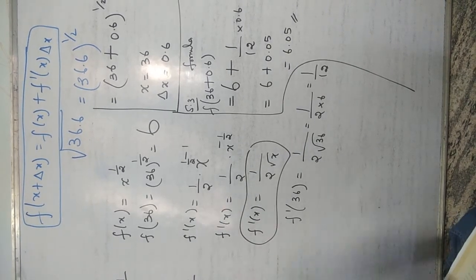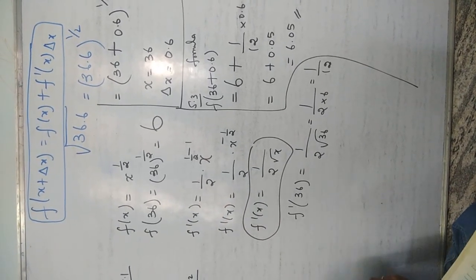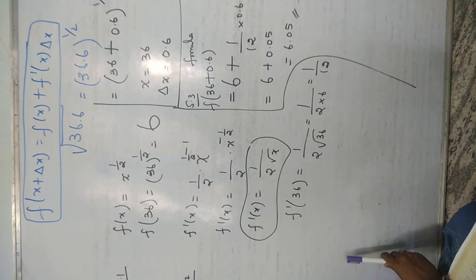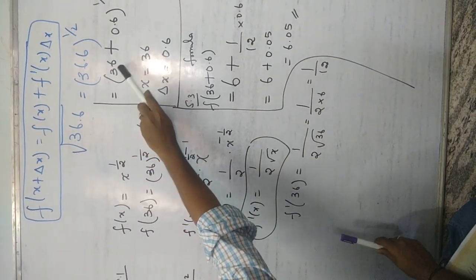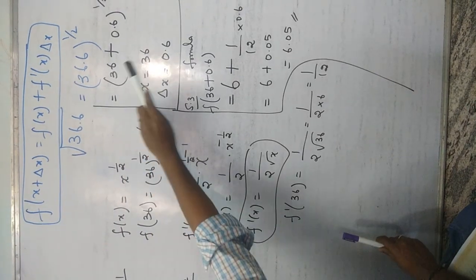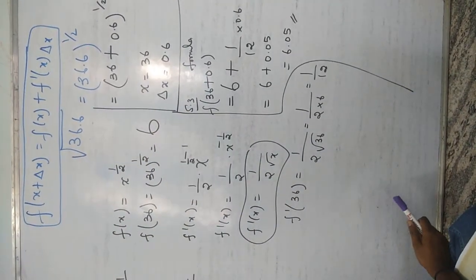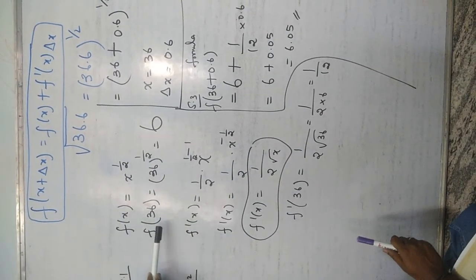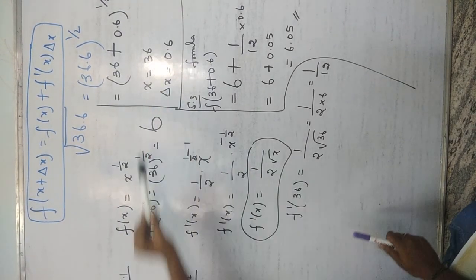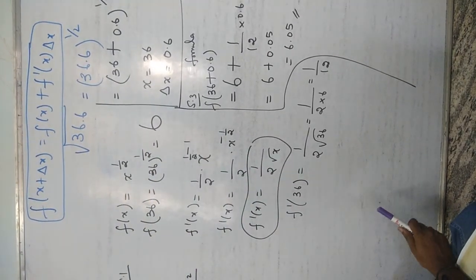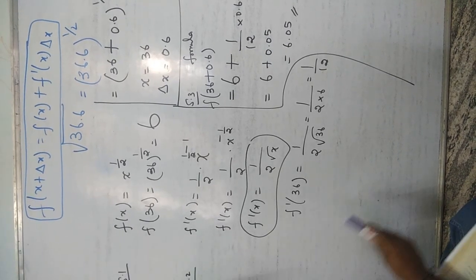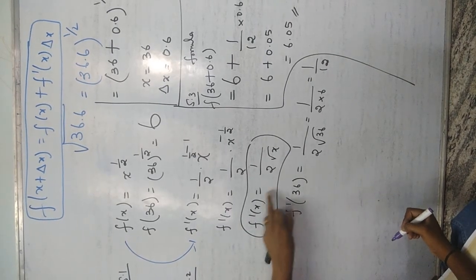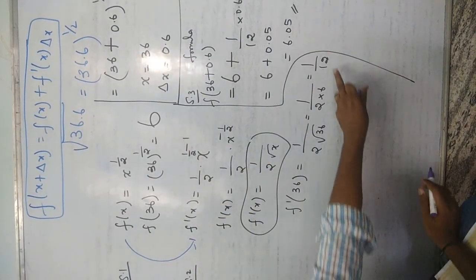I'll repeat one more time, then I'll go for the second sum. Find the approximate value for the square root of 36.6. 36.6 can be written as power 1 by 2 square root. 36 is a perfect square, so 36 plus 0.6. 36 is x, 0.6 is delta x. Then choose f of x, x power 1 by 2. f of 36, in place of x put 36, the answer is 6. Then differentiate f dash of x, and substitute 36 wherever x comes.